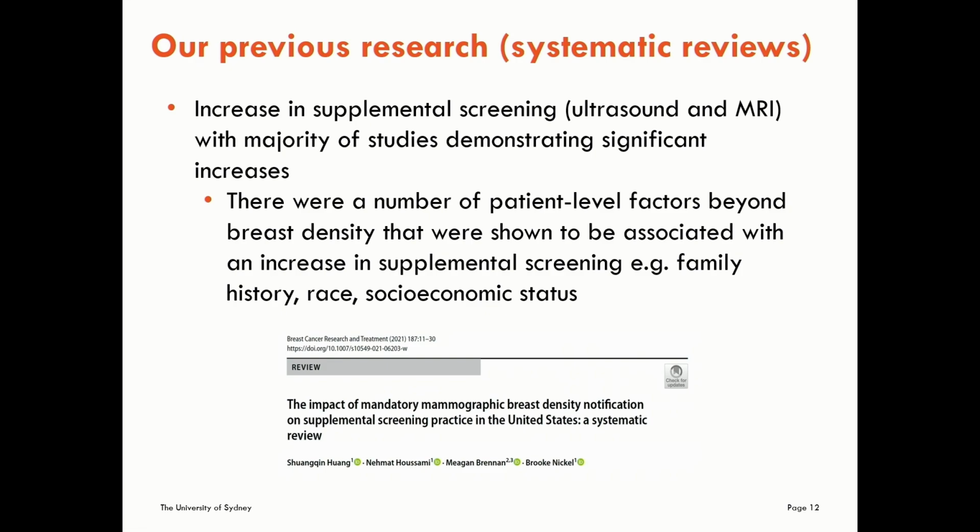We also conducted a systematic review on the impact of breast density notification on supplemental screening. And we found that the majority of studies demonstrated a significant increase in supplemental screening practice in those jurisdictions that notified women of breast density, which is not too surprising. And there were a number of patient-level factors beyond breast density that were shown to be associated with the increase in supplemental screening, which included the family history of breast cancer and also race and socioeconomic status, with those in ethnic minority groups or CALD backgrounds being able to access these screening services less.